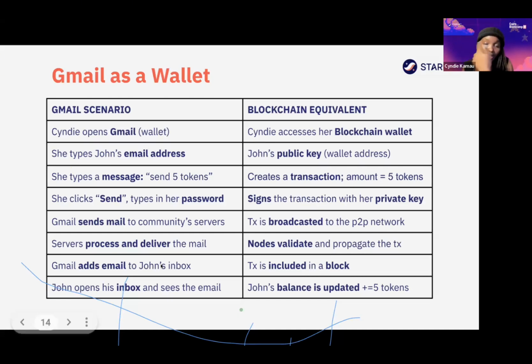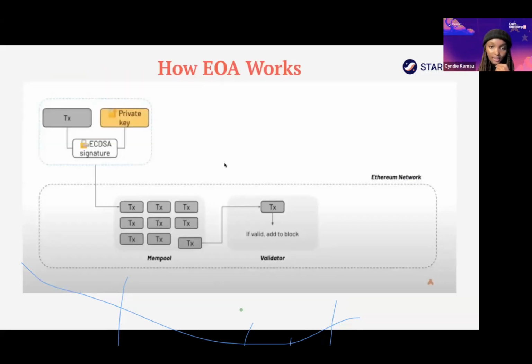Now Gmail will add this email to John's inbox, okay? The transaction is included in a block, and then John opens his inbox and sees the email. It's similar to John's wallet balance being updated, right? So we had gone through this yesterday just to show you guys how a wallet would feel like if it was like Gmail, okay?